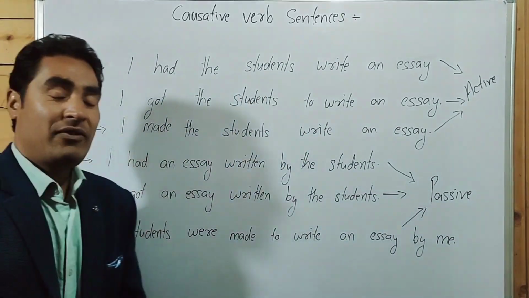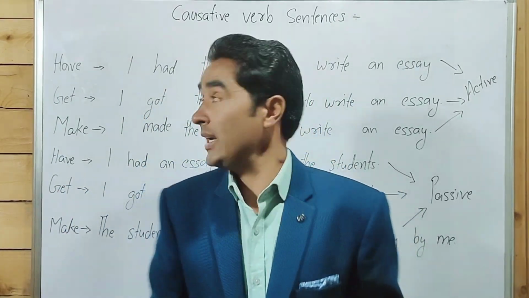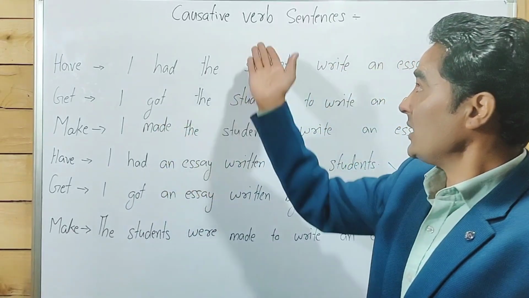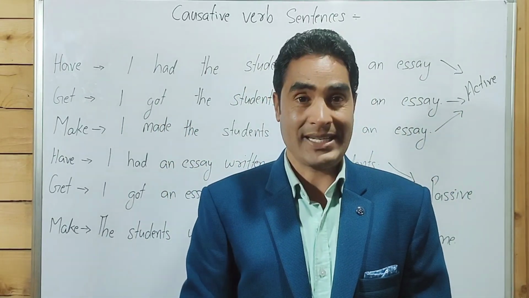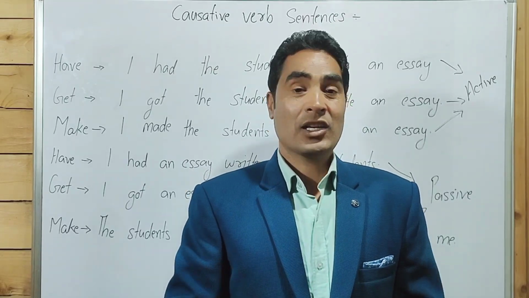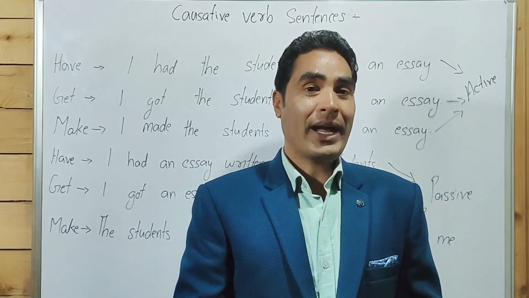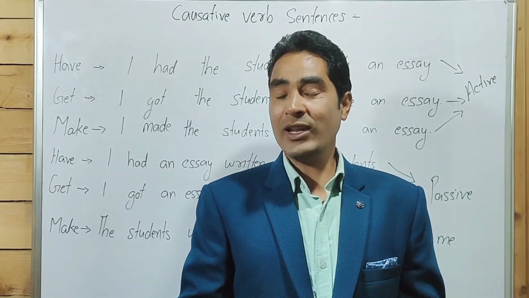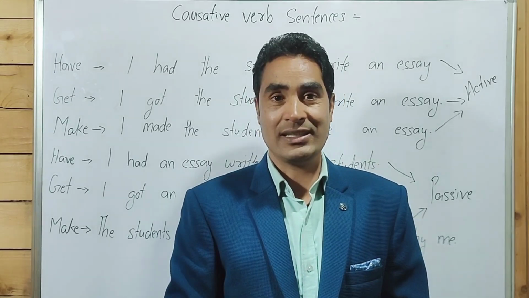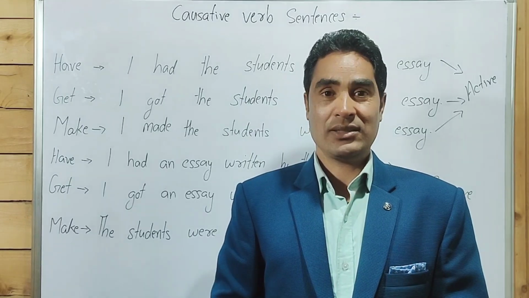So I hope you have understood. I will make a video separately about these structures, passive voice and active structure. It is called causative verb sentences. In the next slide, we will learn about clauses. What about the 4th category of sentences? Compound and complex sentences. Before learning about compound and complex sentences, we should have knowledge about clauses. So that's why in the next slide, we will learn about clauses.